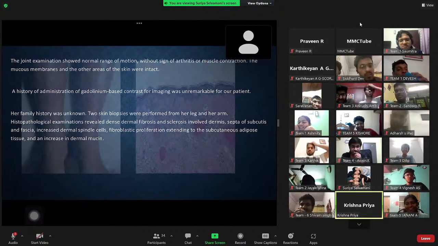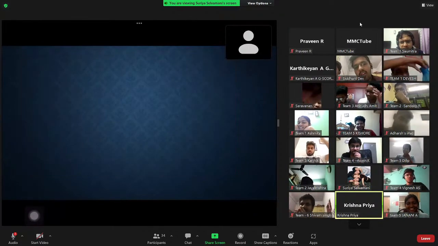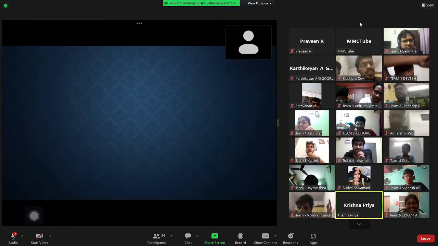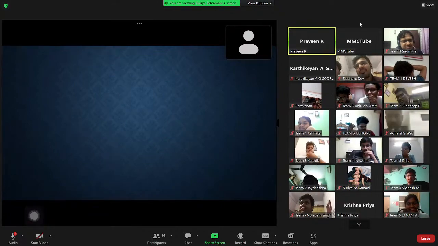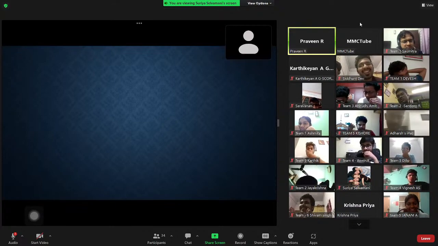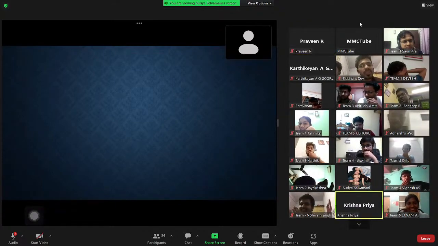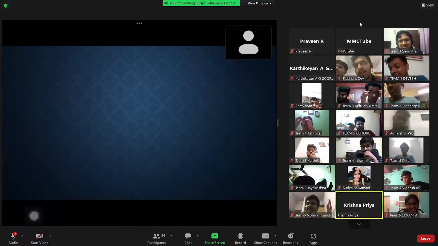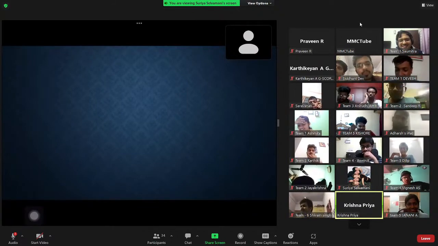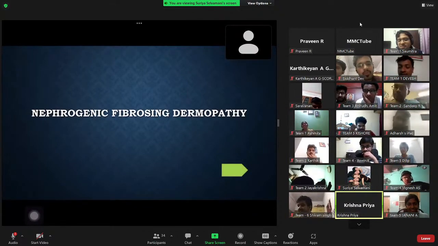Team 1, Team 3, and Team 6, what did they answer? Team 6 has answered scleromyxedema. Team 3 has answered necrobiosis lipoidica diabeticorum. Team 1 answered mycosis fungoides. So Team 1, Team 3, and Team 6 get negative points of 20. Team 5 gets 40 points. The answer is nephrogenic fibrosing dermopathy. Now we can go to the hyperlinks.